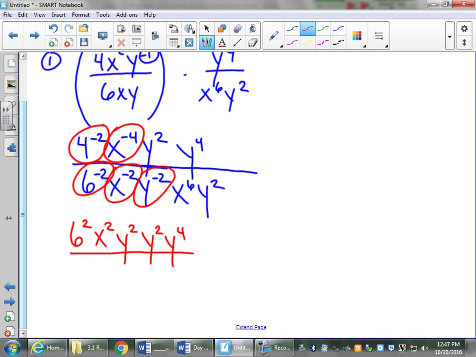In the denominator, we're bringing down a 4 squared and an x squared, not an x squared, excuse me, an x to the fourth.